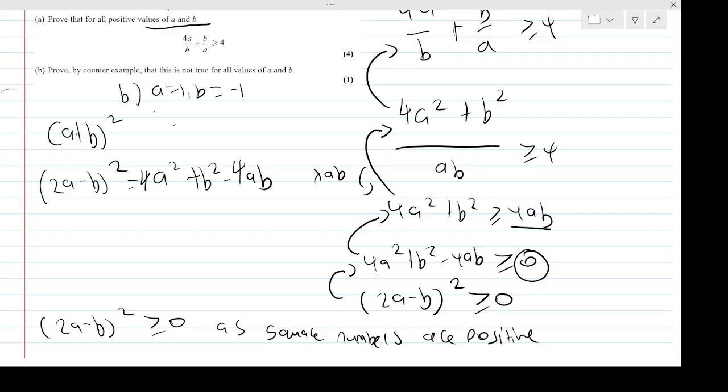Then we have 4a over b, add b over a. Well, actually 4a would go to 4 over b, which would be negative 1, plus b, which is negative 1, over a, which is 4. Well, that's going to be minus 4 minus a quarter. But we know that's going to be less than 4, right? That's a negative number. That's less than 4. So therefore, it's not true. Okay, the statement is not true for other values of a and b.